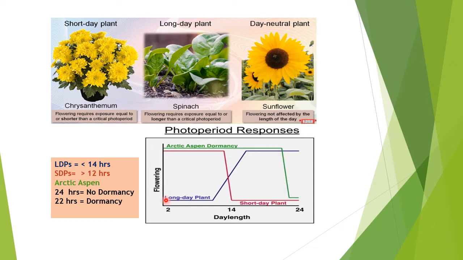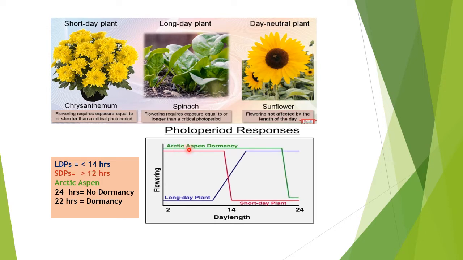Similarly, the long day plants require longer than the critical period, so that means its critical period is 14. It should be longer than the critical period, that is this, and it will show the flowering response. In addition to this, that means a particular plant is sensing a particular day length. So there are photoperiodic responses.